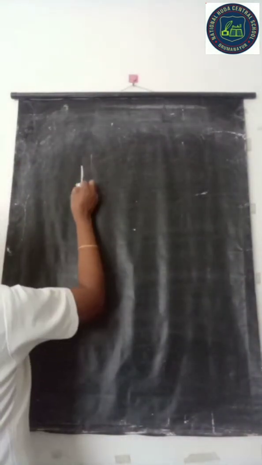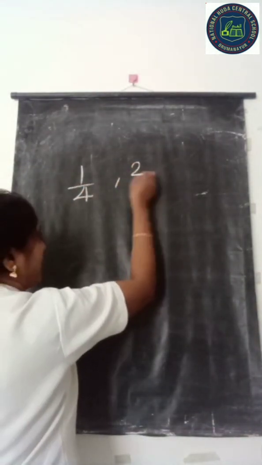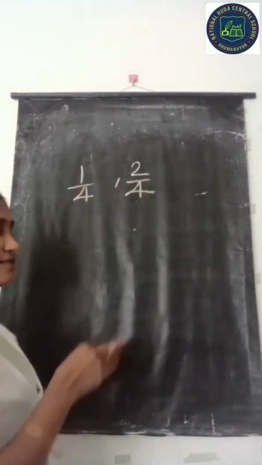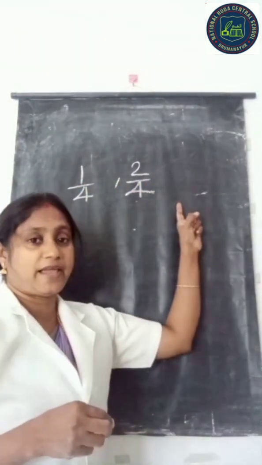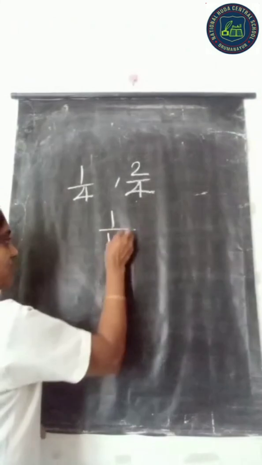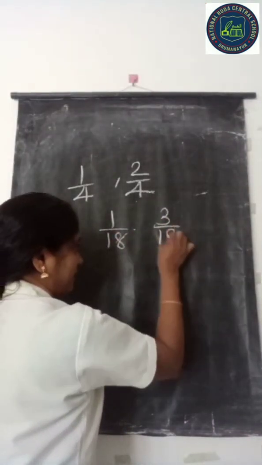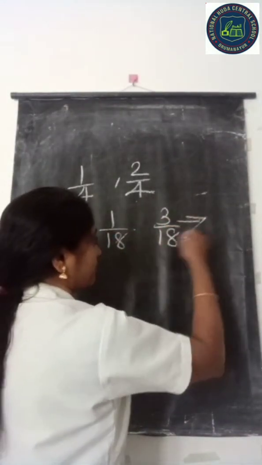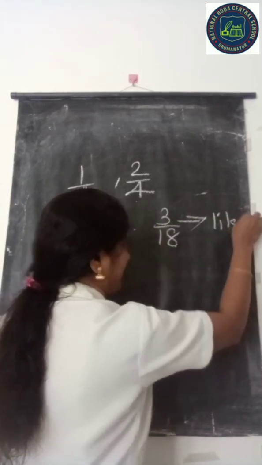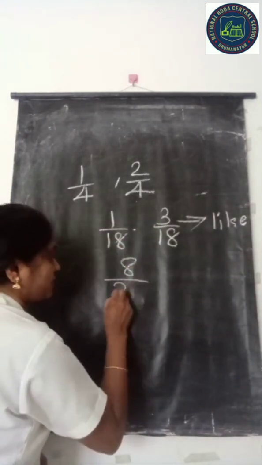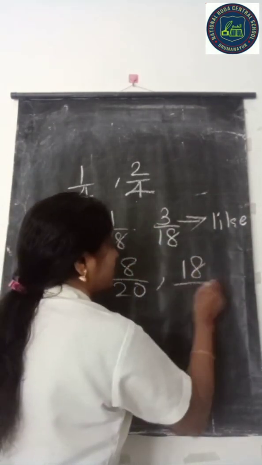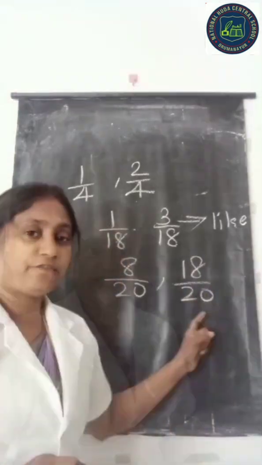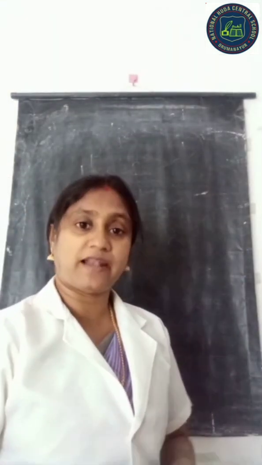So, 1/4 and 2/4 are examples of like fractions. 1/18 and 3/18, these are also like fractions. 8/20 and 18/20, these two are like fractions. Next we can see some examples for unlike fractions.